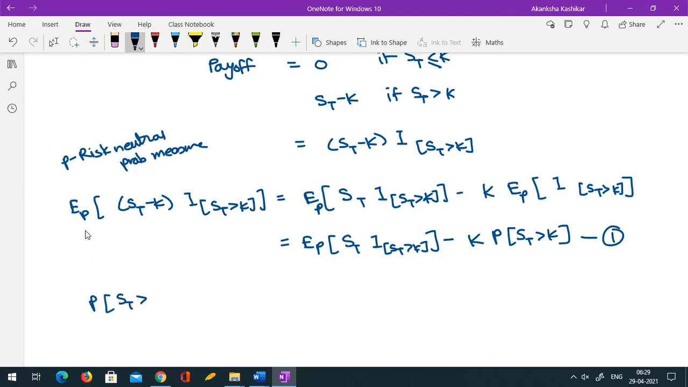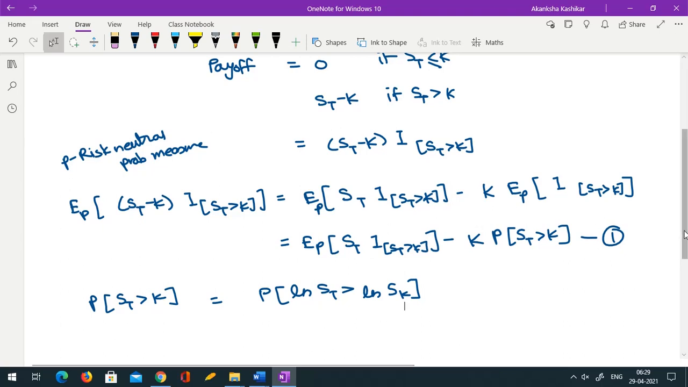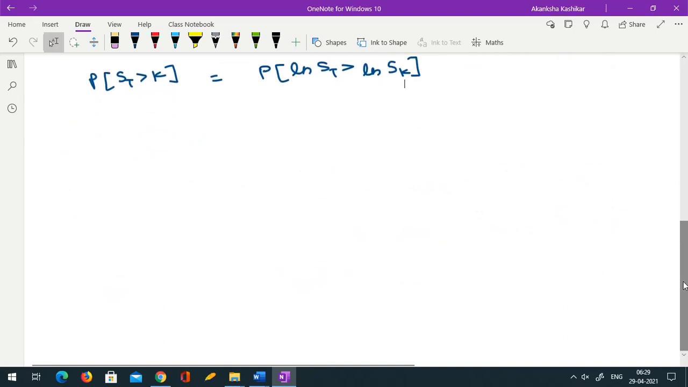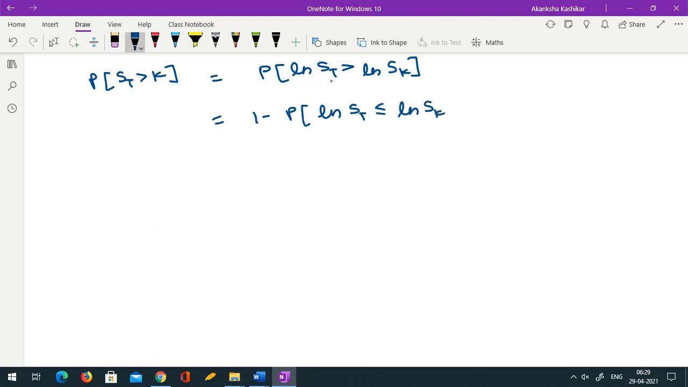So probability of S_T greater than K is same as probability of ln S_T greater than ln K. Am I right? This is because we have log as a monotone function. Okay, so if S_T is greater than K, ln S_T is greater than ln K and vice versa. And why I am bringing in ln S_T is because we know something about distribution of ln S_T, and that's normal, so it's easy to handle. Log normal distribution is slightly difficult to handle. So this would be 1 minus probability of ln S_T less than or equal to ln K.